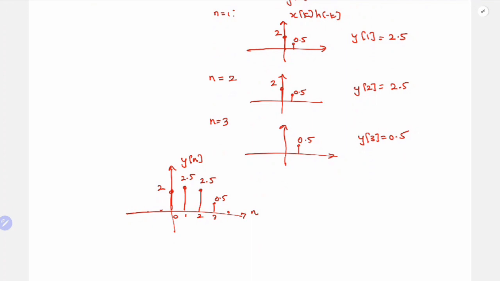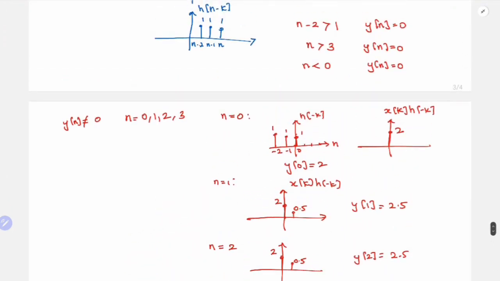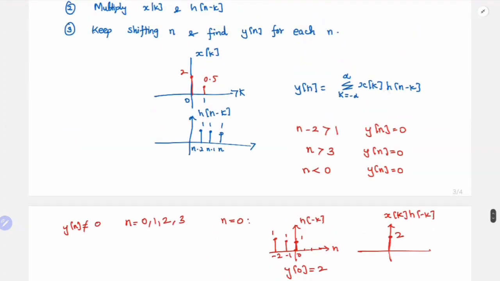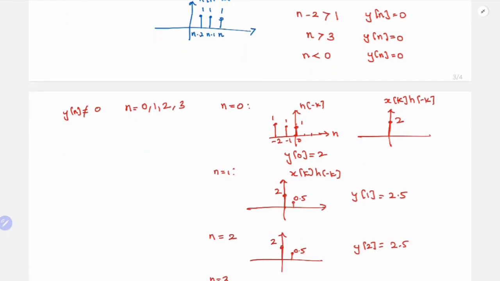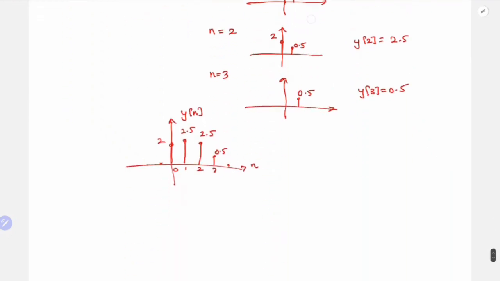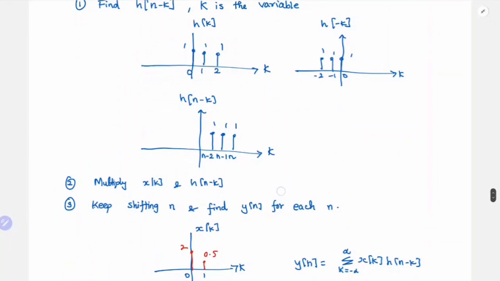Okay. So this one you can also obtain if x of k is infinitely long also, because you will have some form of convergence in this summation term. So you can easily find it out. So let us see an example for that. So it's my example 2.